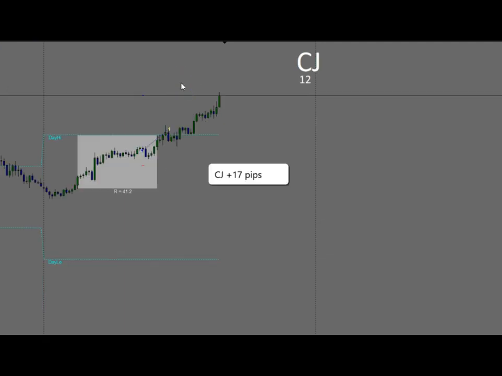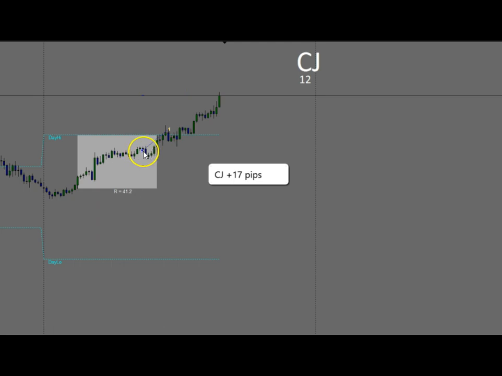US dollar Canadian dollar, you can see I took a short on this, took this at 91 as it came through an entry point, and you can see where I punched out here for plus 7 pips on the US dollar Canadian dollar. Canadian dollar Japanese yen, took this at 0.4 as it came through an entry point here.